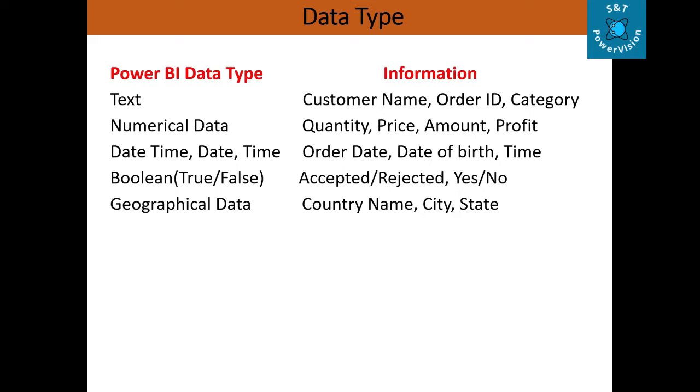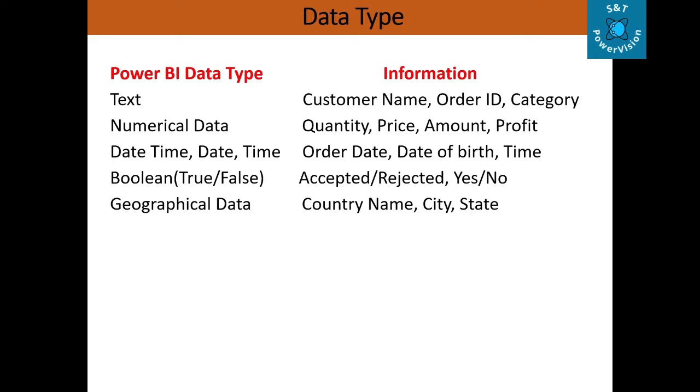Then date time, then date and time. It may contain things like order date, sale date, delivery date. If you want time, like hours, minutes, those are also included. After that, boolean, like true, false, whether it is accepted, rejected, yes, no, true, false. After that, geographical data. Geographical data means a list of countries, or in a particular country how many states, cities, districts, pin code. This comes under geographical data.